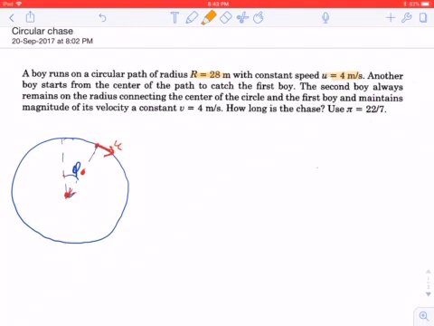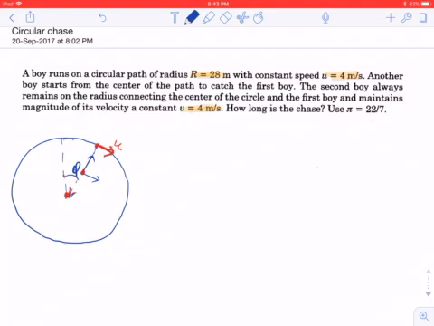The second boy always remains on the radius connecting the center of the circle and the first boy, and maintains the magnitude of his velocity constant, v equal to 4 meter per second. We have to find how long the chase is. So, using the information given in the question, we can say that the angular speed of the second boy must always be the same as that of the first boy.